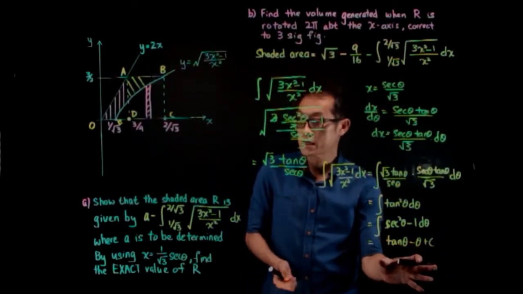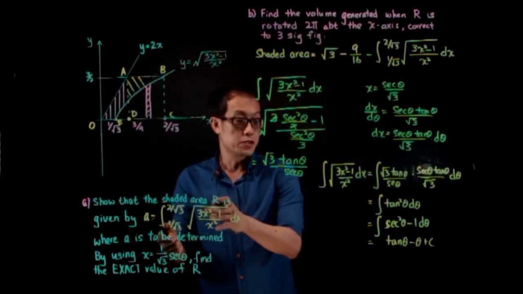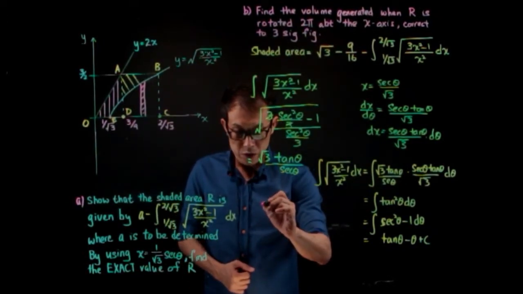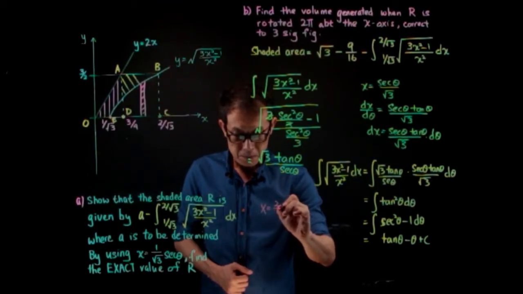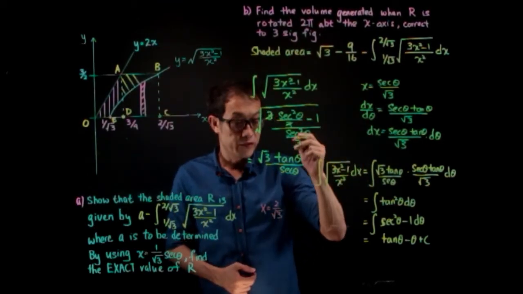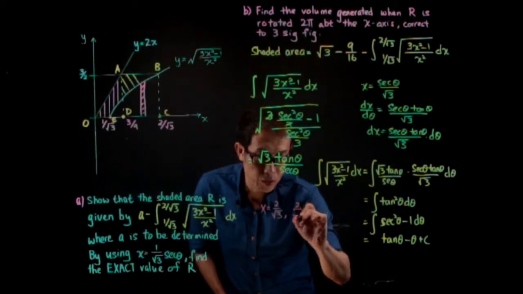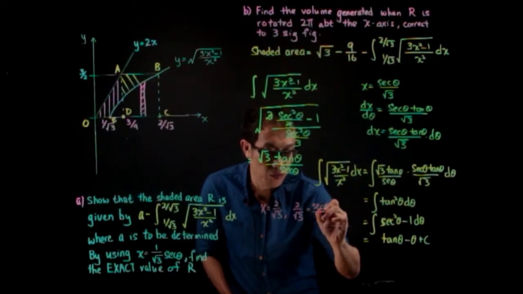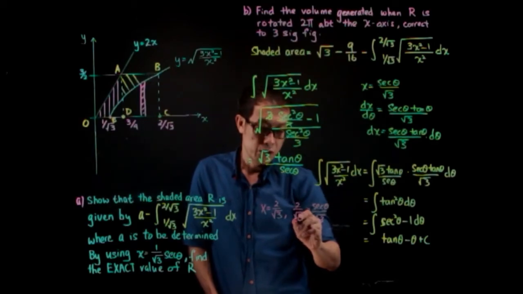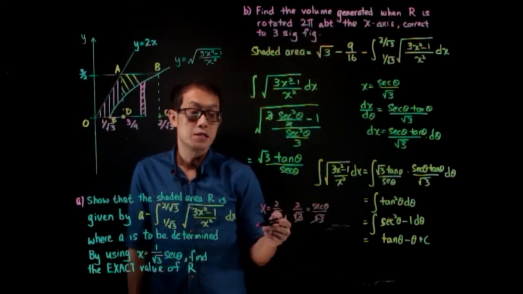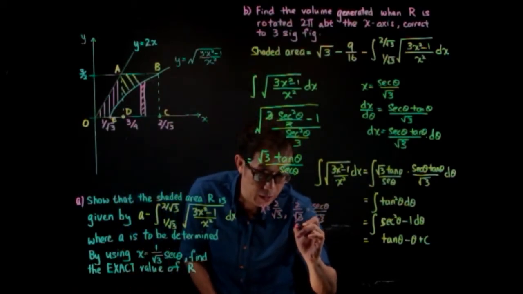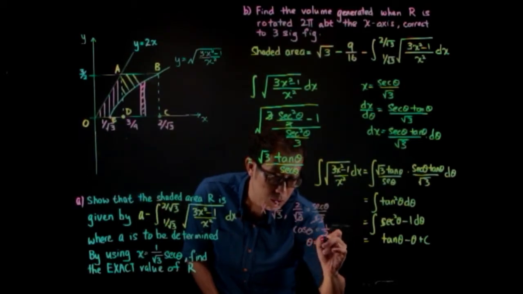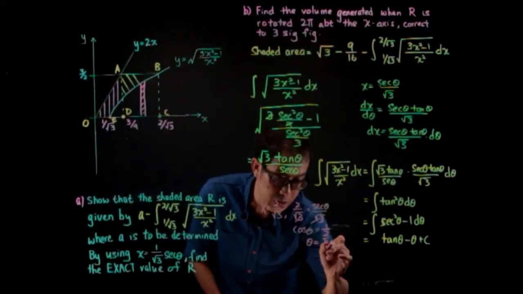Alright, so next, we haven't substituted the limits into it yet. Now when x equals 2 over root 3, you'll find that 2 over root 3 is equal to secant theta over root 3. So these two cancel. Secant theta is 1 over cos, so you will get cos theta equals half, and theta equals pi over 3.